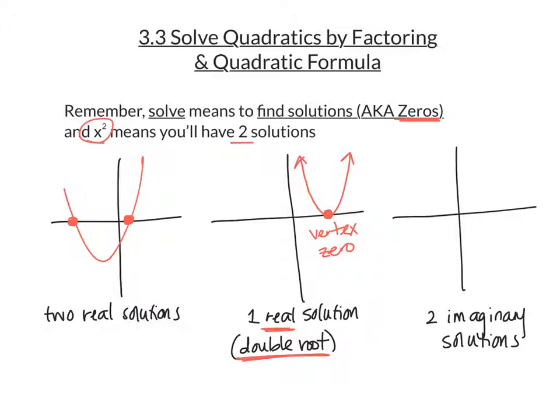And then two imaginary solutions, that's this right here. When it's not hitting the x-axis at all, we know there's still two solutions. We just want to identify that they're going to be imaginary, which means they should have i in them when we actually work them out.